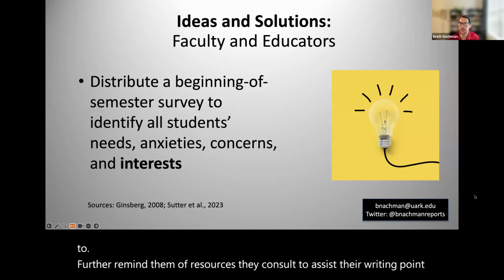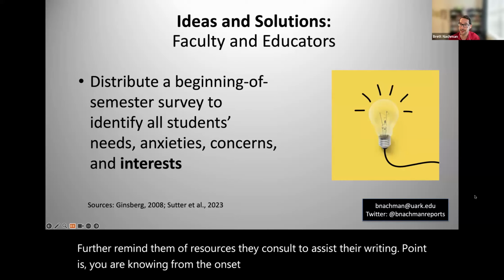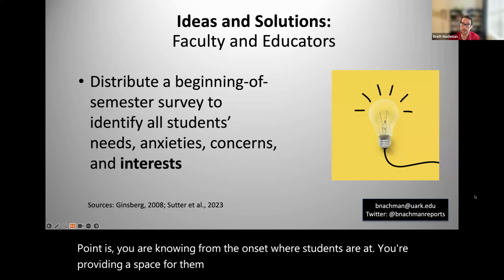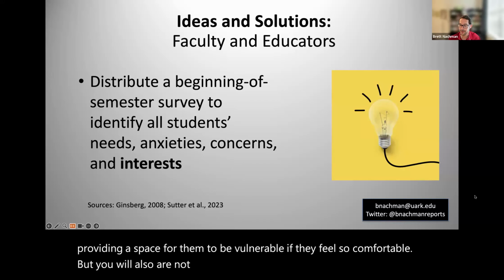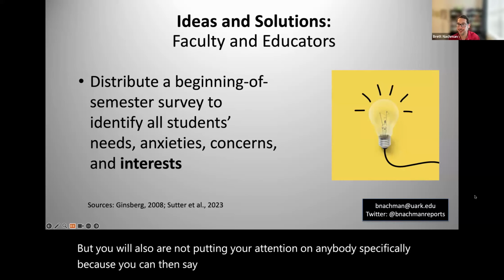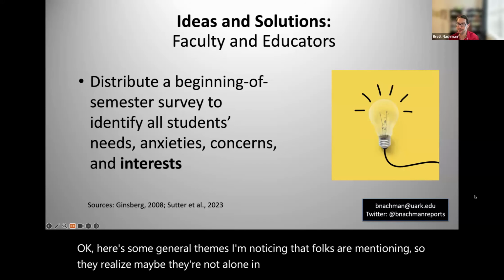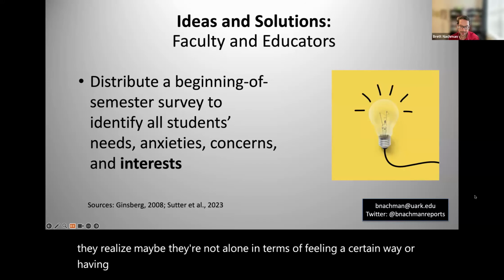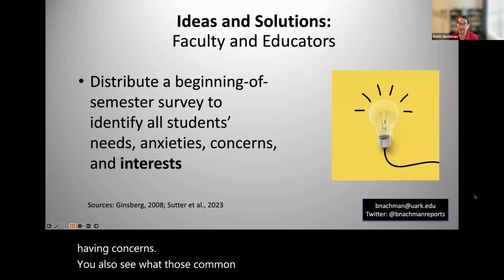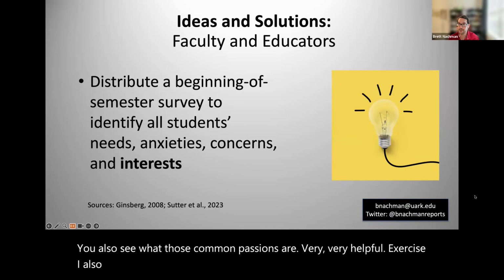Point is, you are knowing from the onset where students are at. You're providing space for them to be vulnerable if they feel comfortable, but you also are not putting your attention on anybody specifically, because you can then share with the class at a later point, okay, here are some general themes I'm noticing that folks are mentioning. So they realize maybe they're not alone in terms of feeling a certain way or having concerns. You also see what those common passions are. Very, very helpful exercise. I also sometimes institute this mid-semester as well to know how we're doing.